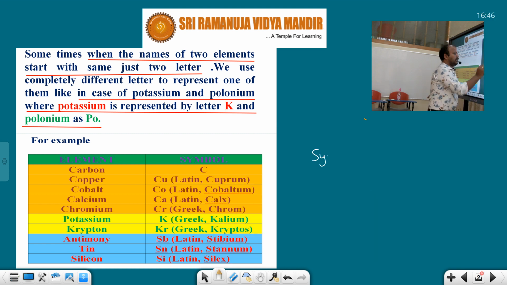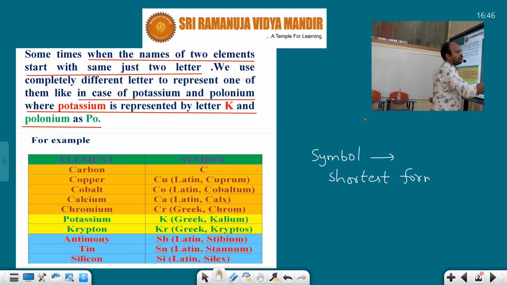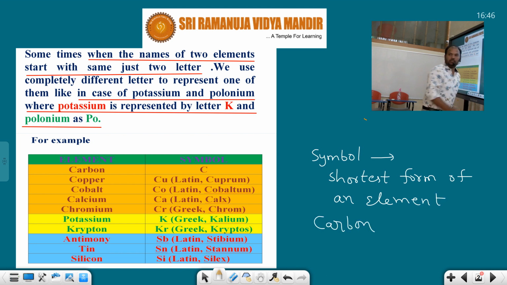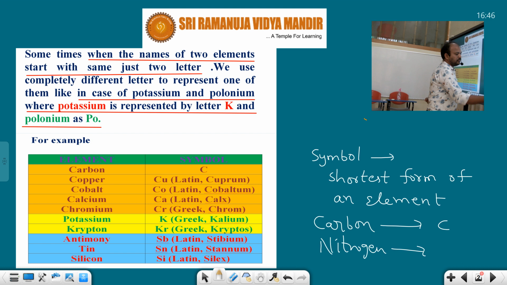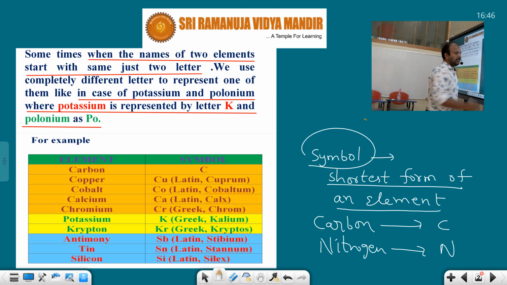Generally, a symbol is the shortest form of an element. For suppose if you take the carbon element, this symbol is indicated by C. Nitrogen, the symbol is N. So, symbols are the shortest form of an element. What is the use of a symbol? What does a symbol indicate?